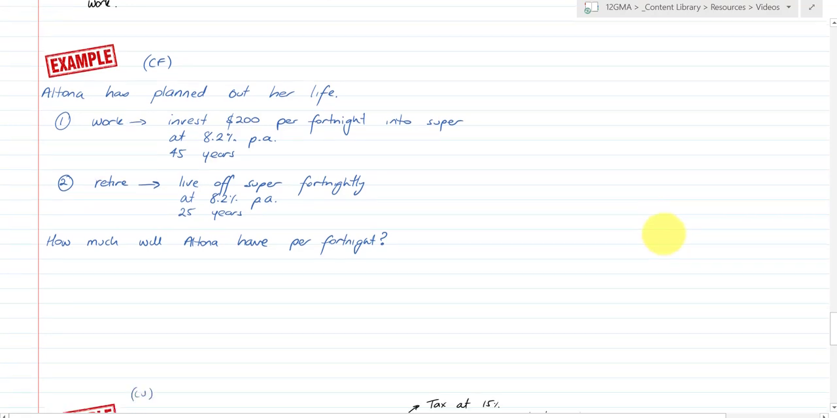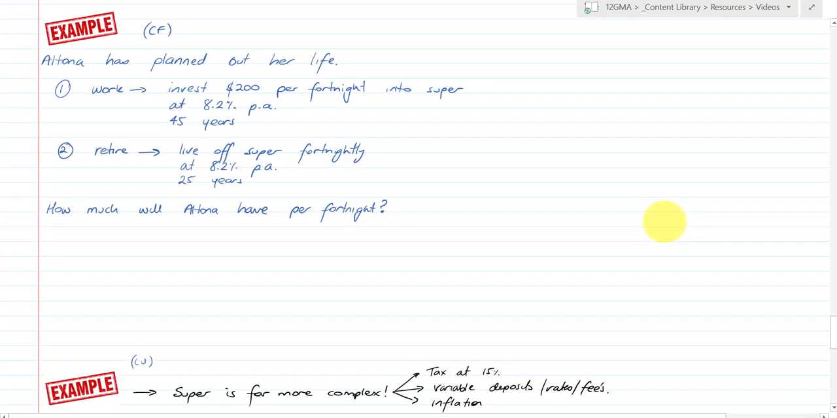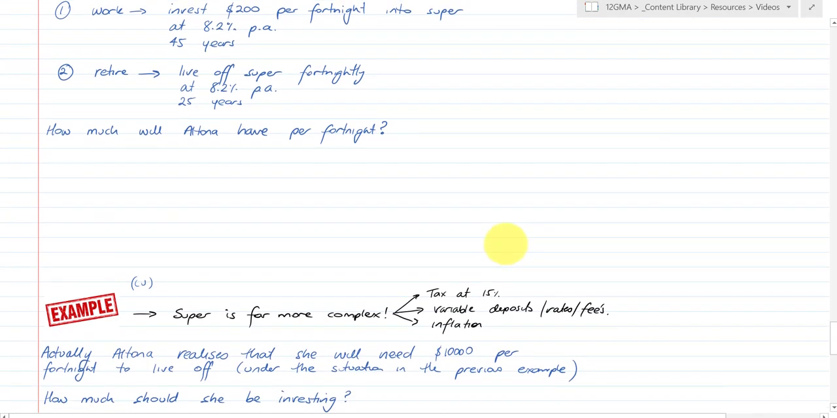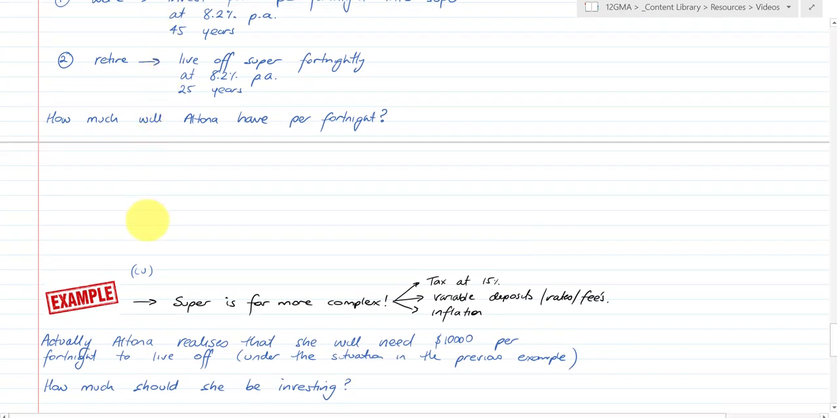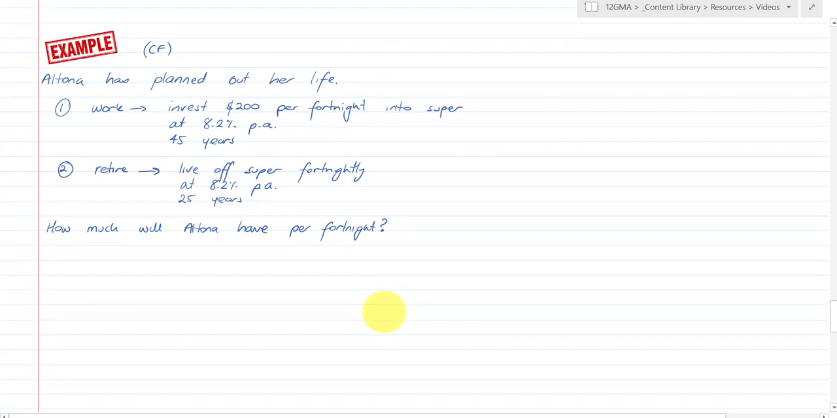So let's have a look at one example of this, and then we'll extend that example a little bit and talk about superannuation, and then we'll finish this particular lesson. We're talking about Altona, and Altona has planned out her life. Her plan is to work, investing $200 per fortnight into super at 8.2% per annum for 45 years.